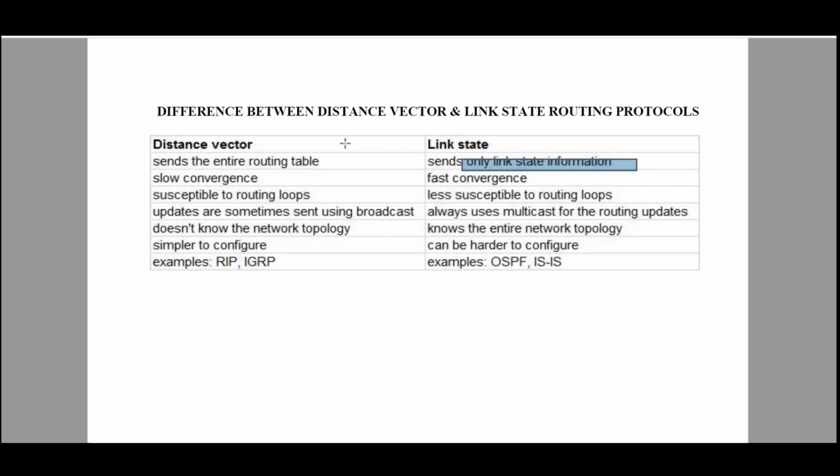So here it is going to be slow convergence, that means it will learn the networks very slowly, but this is going to be very fast convergence. And here there are some chances for routing loops. What do loops mean? Router 1 will forward to router 2, and again router 2 will forward to router 1. This is called a loop between two routers.